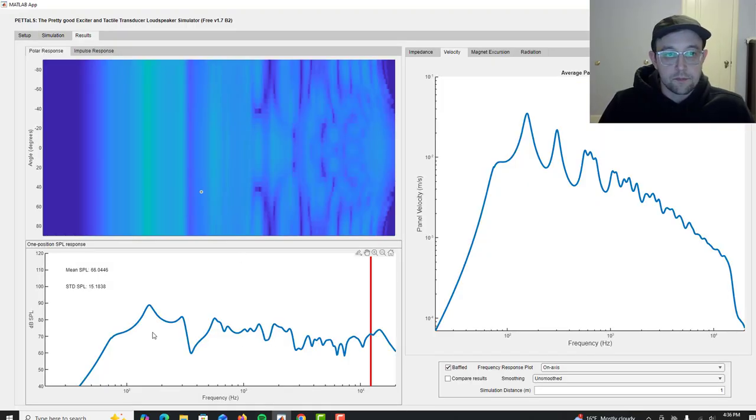But okay, so the only results that I'm going to be referencing from the results tab are down here in the lower left corner, which is the on-axis frequency response in dB sound pressure level. And we get these 2 metrics out of the design. So we get a mean SPL of roughly 66 decibels over the entire simulated bandwidth, and a standard deviation of 15.18 dB. Again, that's over the entire simulated frequency response, which includes a lot of stuff here where there's not very much volume being produced.